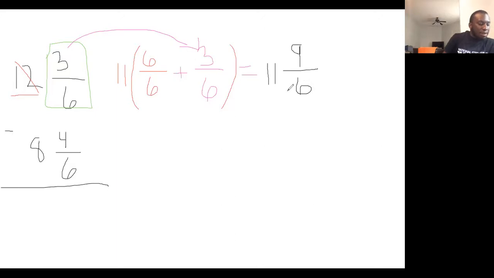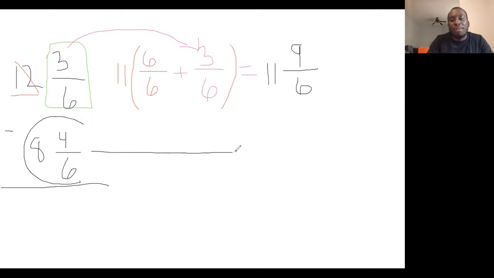My step 4 is going to be to move my second mixed number. I'm going to move that over about this arrow. So I'm going to write 8 and 4/6.